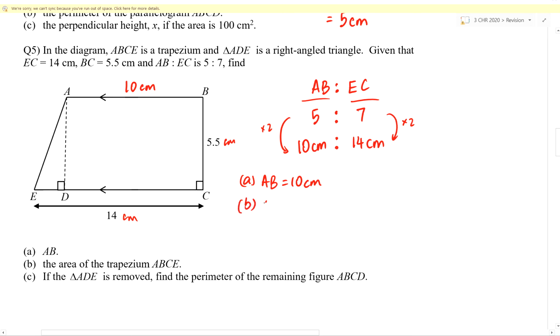Part B, area. Half multiplied by the sum of the parallel sides. You look at this trapezium, only 2 lines are parallel. The other 2 are not parallel. So you choose 14 plus 10, multiplied by the perpendicular height of 5.5. Key it carefully into your calculator. 0.5 times 24 times 5.5 is 66 square centimeters.